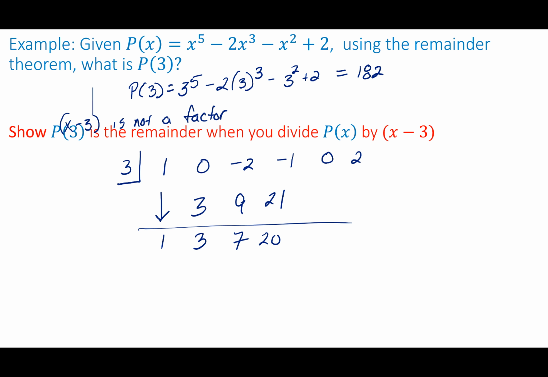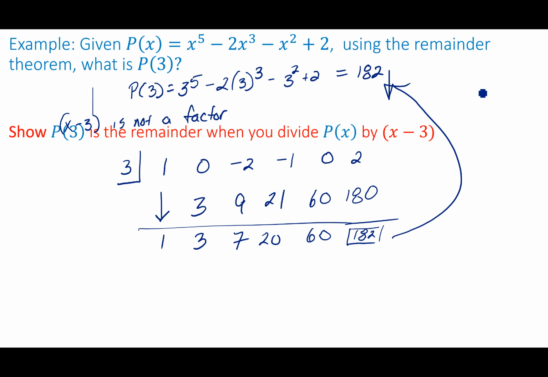20 times 3, that would be 60 plus 0. So that gets me 60. 60 times 3 is 180. 180 plus 2 is 182. So that checks out up here. Yep, that is actually the remainder if I were to complete this all in synthetic division.